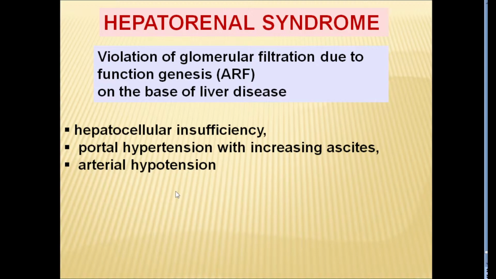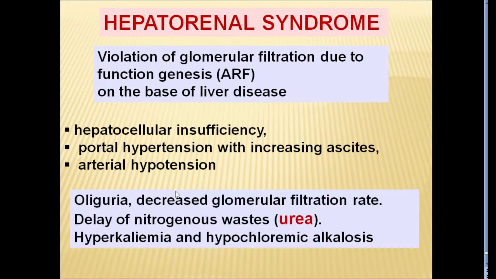More often, the factors which provoke formation of hepatorenal syndrome are progressive liver insufficiency, portal hypertension with progressive ascites, because it provokes disordered electrolyte metabolism, and progressive arterial hypotension, because we know filtration of urine is tightly correlated with blood pressure. No blood pressure, no adequate filtration of urine, progressive decreased glomerular filtration rate.